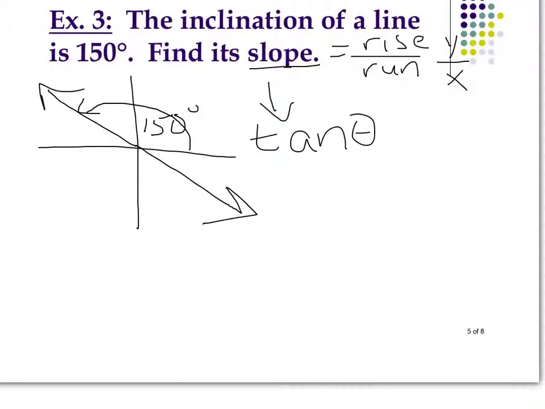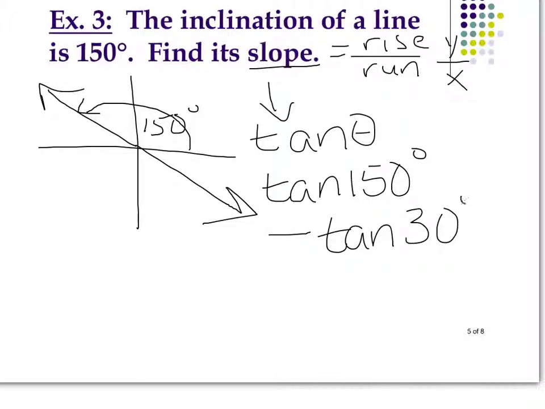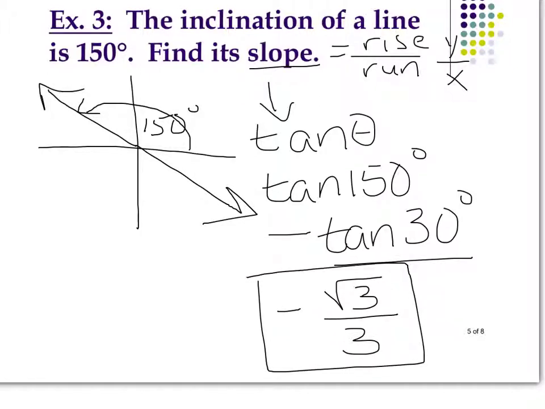So the tangent of 150 degrees is the same thing as me saying it's the negative tangent of 30 degrees. From our special right triangles, you know that this is really the square root of 3 over 3. And you're all set with that question.